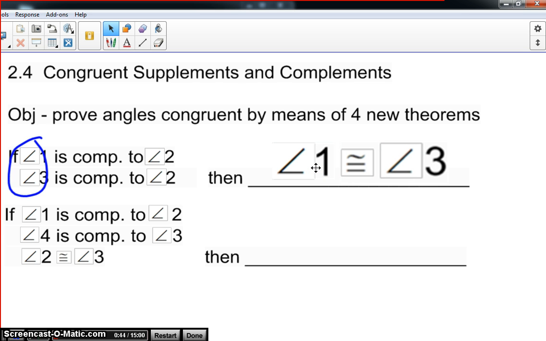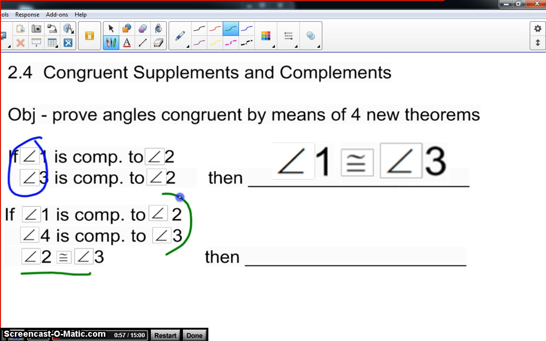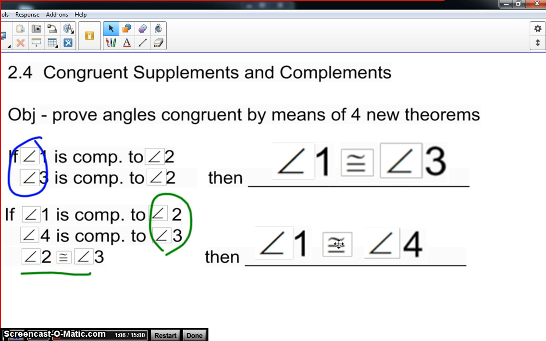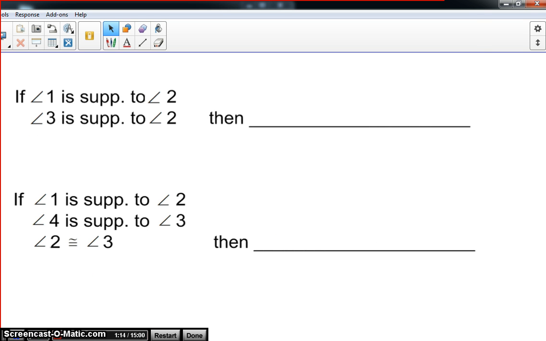In a similar fashion, in the next one, if we're talking about two angles that are complementary to congruent angles, so we have angles 2 and 3 are congruent. We have 2 and 3 mentioned right here as well. Since 1 and 4 are complementary to congruent angles, we can then say that those angles are congruent as well. And this section is about four theorems, so this is two of them. The other two are very similar, just talking about supplementary.